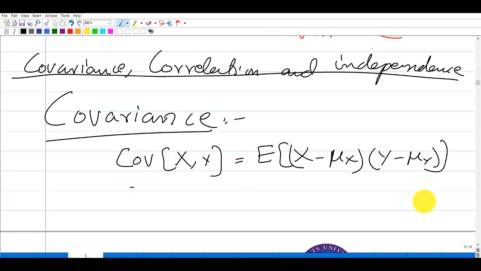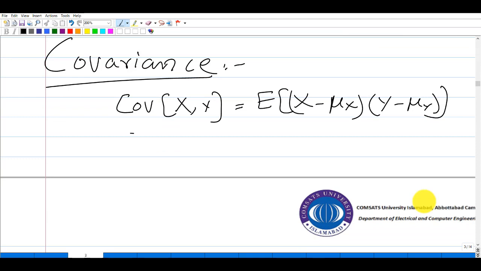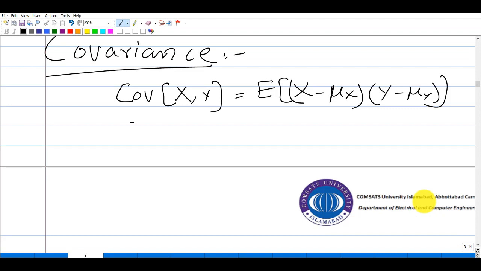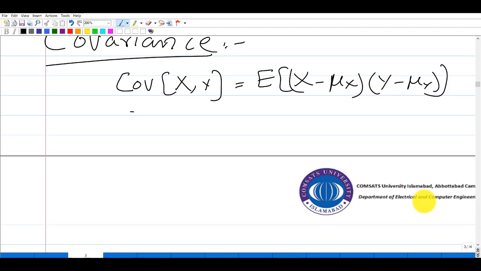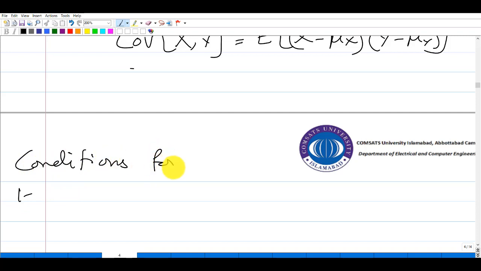So we can infer from here what it means. Just like the expected value tells us the central tendency, the middle value or the mean of the random variable, what will the covariance tell us? Because here we have two variables, we have three conditions for the covariance of X,Y.